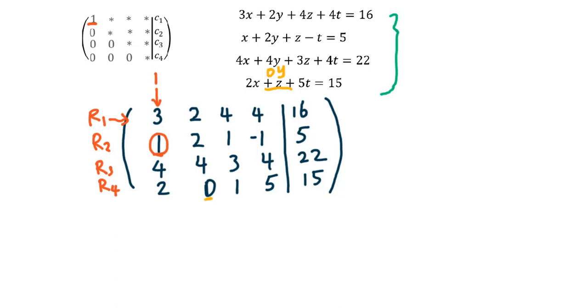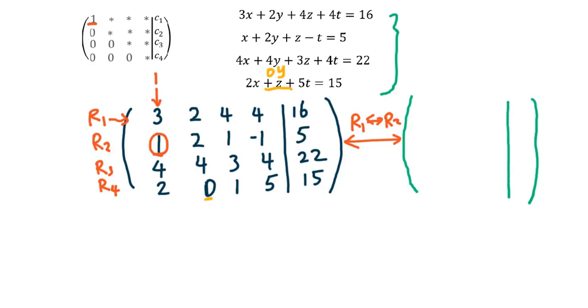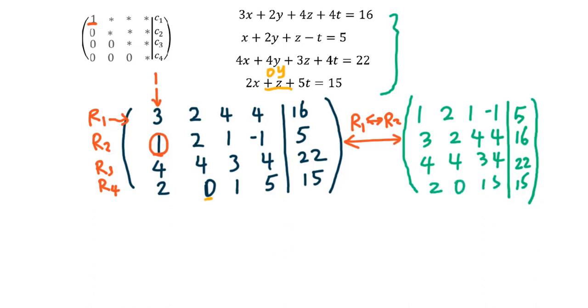I have a 1 over here, so I just switch row 1 and row 2. This is the easiest way to make the first row, first column equal 1. So I have here 5, 16, 22, 15. This part will be 1, 2, 1, -1, 3, 2, 4, 4, 4, 4, 3, 4, 2, 0, 1, 5.